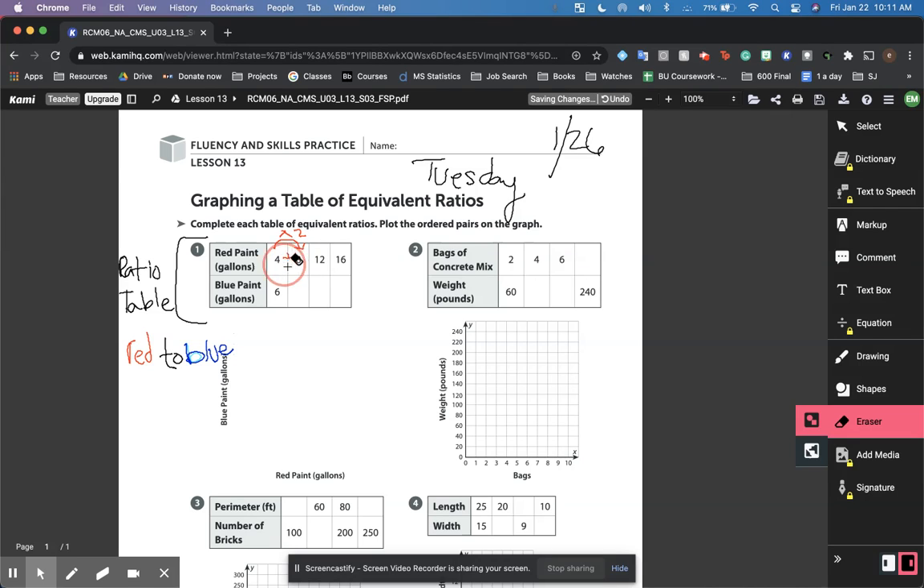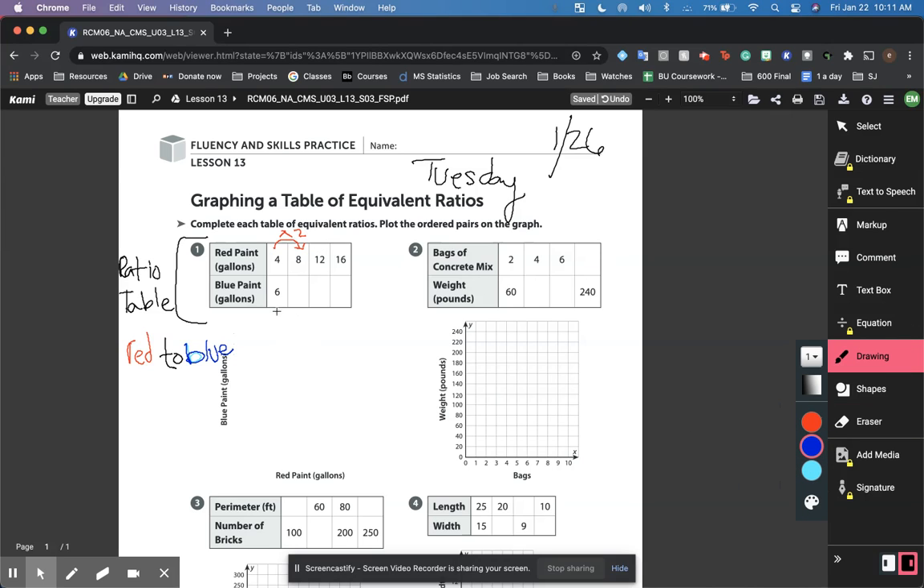And after I find that this is what's going on the top, now I know what to do on the bottom. Because we need a table of equivalent ratios, whatever we do to the top number, we have to do to the bottom number as well. So if at the top I'm going to double the amount of paint, I'm going to do times 2. Then I have to double or times 2 the amount of paint on the bottom as well. So 6 times 2 is 12. That's my first number.